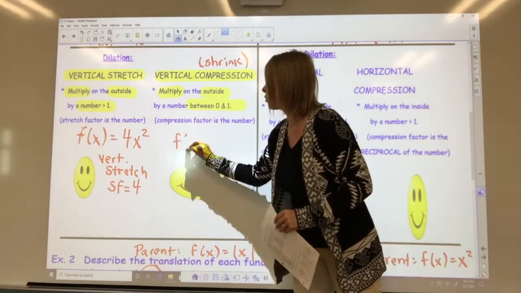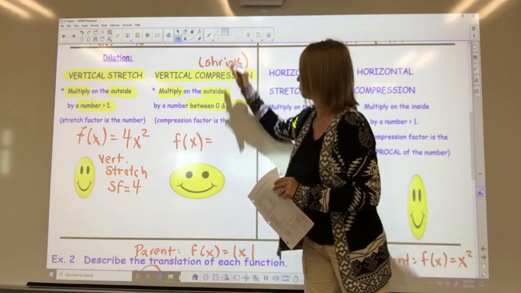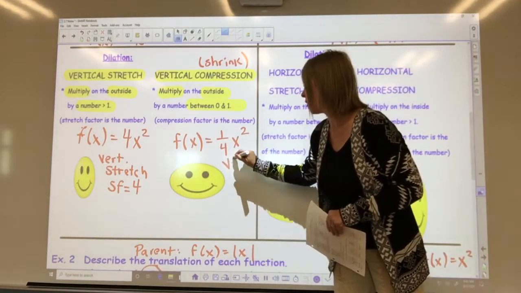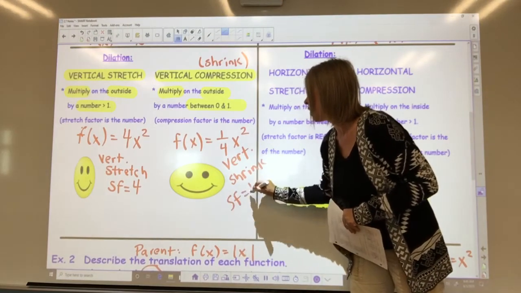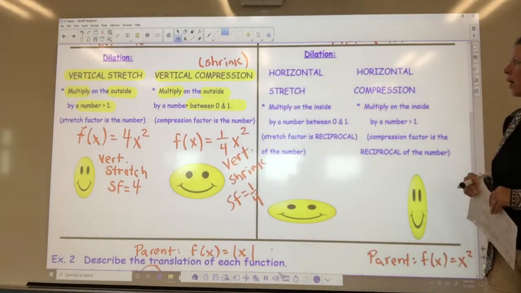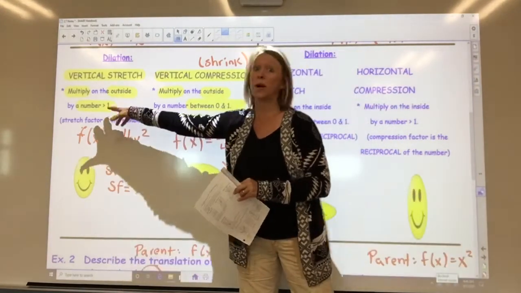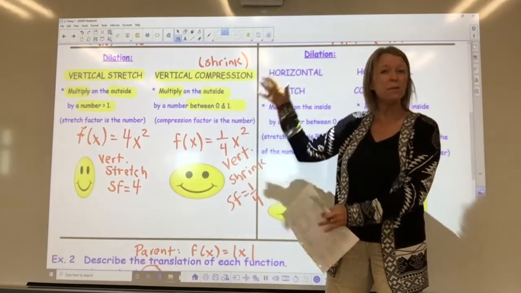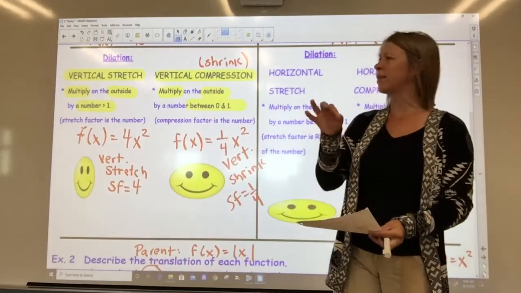Okay, so now I'm going to show multiplying on the outside by a fraction between 0 and 1. Okay, and I would call this a vertical shrink, and I would say that the shrink factor is 1/4. Okay, all right, now that was fine. That kind of feels like it makes sense. If I multiply by a big number greater than 1, it's going to stretch it. If I multiply by a small number, a fraction between 0 and 1, that's going to shrink it. Remember, the vertical transformations are the ones that feel like they make sense.